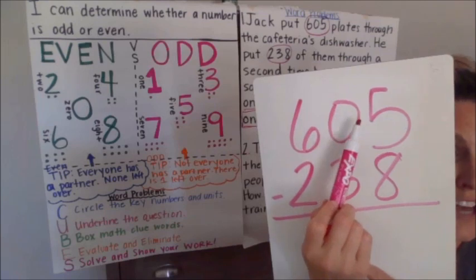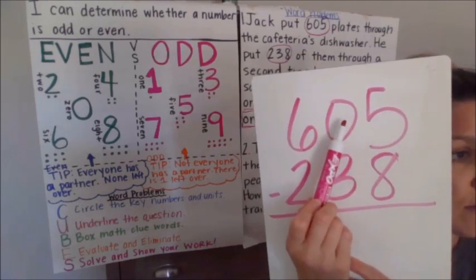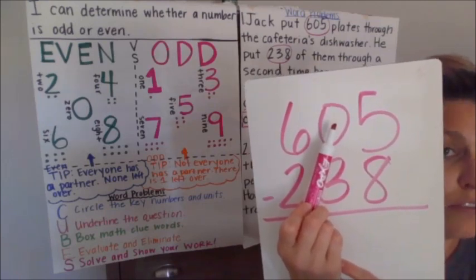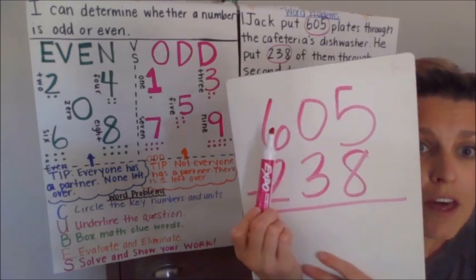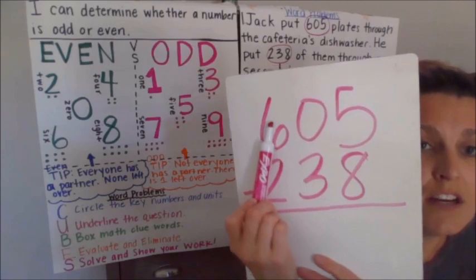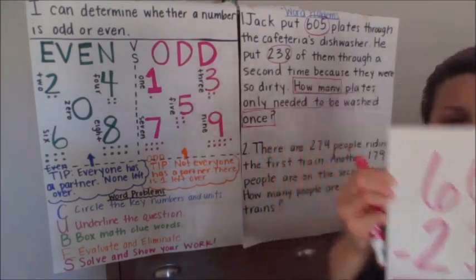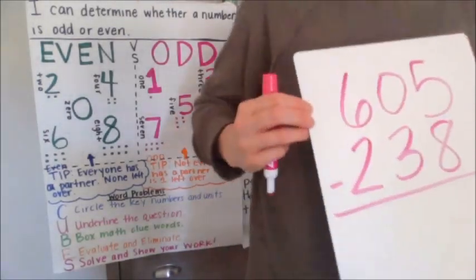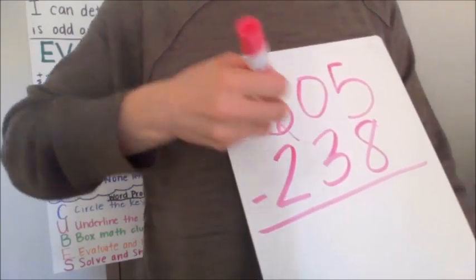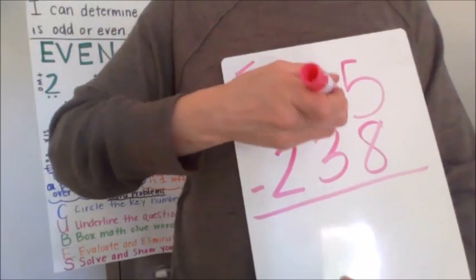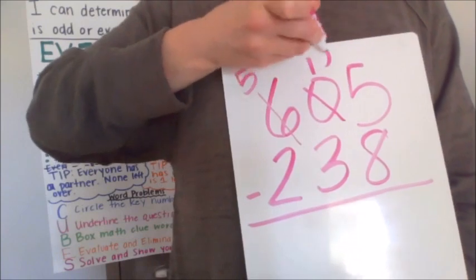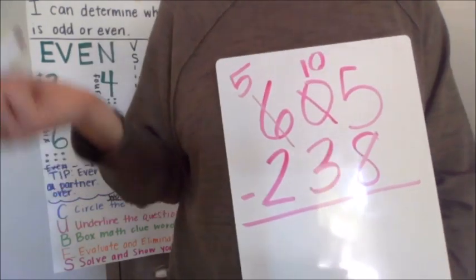So I've got to go to Mr. Tens. Uh-oh. And at Mr. Tens, there's nothing to borrow. You've got a 0, or nothing to regroup. So I've got to go all the way to my hundreds place. So I'm going to cross out my 6. My 6 turns into a 5. And then I can take my 10 and put it in my tens place.